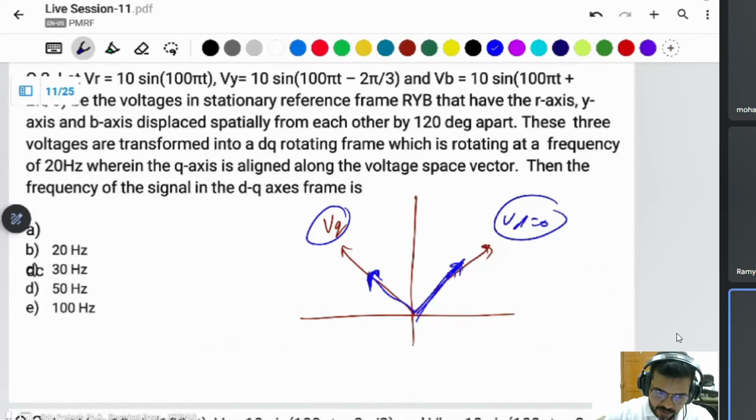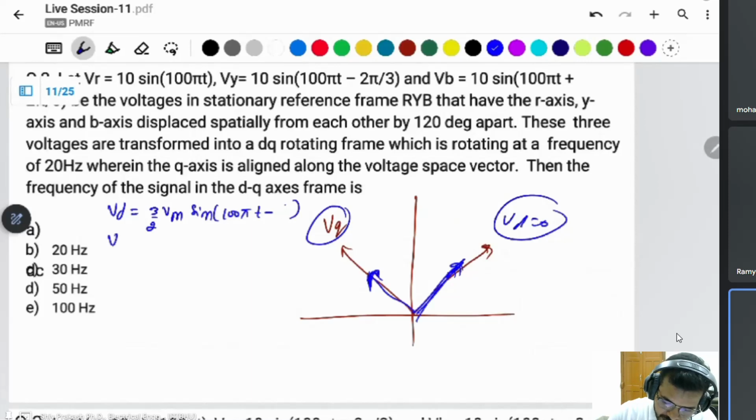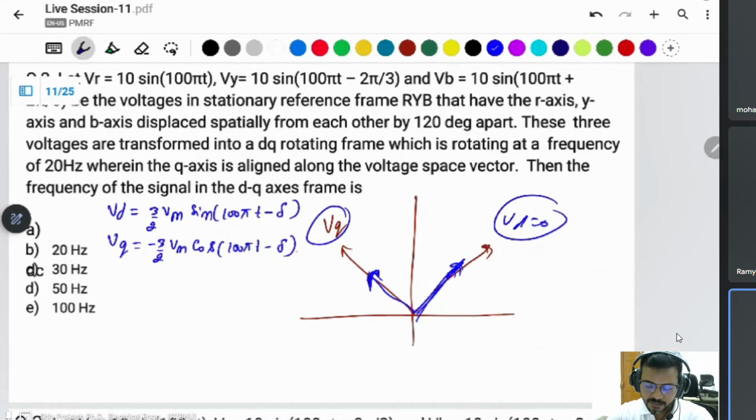I have taken the same expressions from the previous question. Vd is equal to 3 by 2 of Vm sine of 100 pi t minus del, and Vq is minus of 3 by 2 Vm cos of 100 pi t minus del. This 3 by 2 is coming from that, the same, because the Q axis is along.